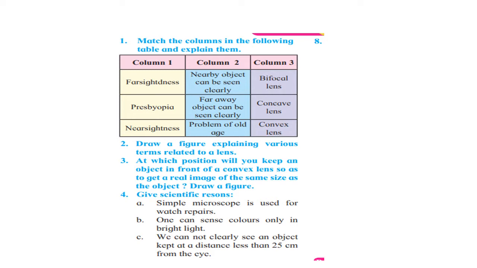Farsightedness, column 2, far away object can be seen clearly, and convex lens in the third column. Presbyopia, problem of old age, bifocal lens. Nearsightedness, nearby objects can be seen clearly, and the third column is concave lens. So you can write the answer in that manner.